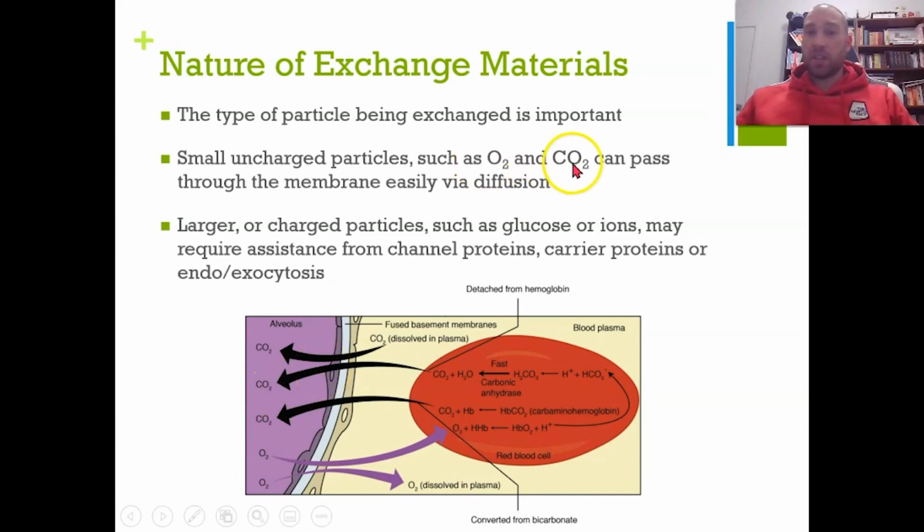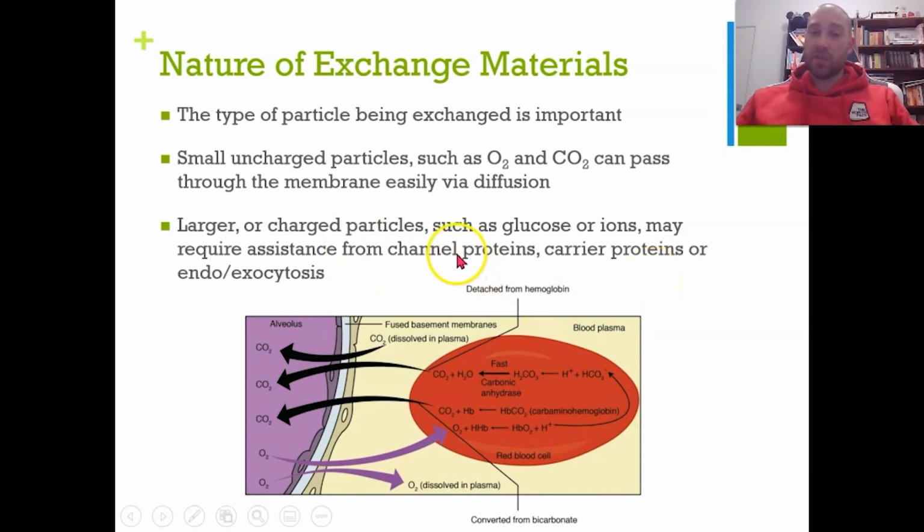The fact that they're uncharged, and in fact these are non-polar, means that they pass through relatively easily through the membranes. Something like water, however, which is a polar molecule, has a bit more difficulty. That's why we have those membrane protein channels that can move water across the membrane a bit faster. Large particles, so glucose is our example of a pretty large particle, or a charged particle like an ion, like a sodium ion, or in this case we've got a hydrogen carbonate ion down here. They may require assistance from channel proteins, carrier proteins, or endo and exocytosis. So these processes can move those substances across the membrane, but they may require energy to do that.